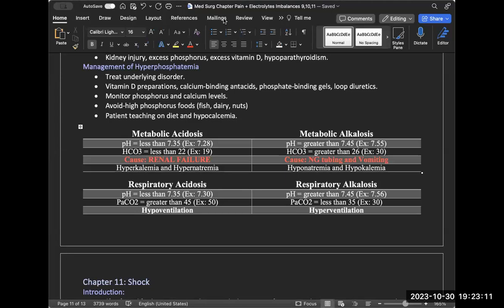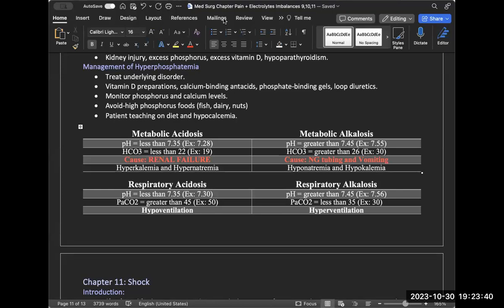Metabolic alkalosis is a pH greater than 7.45 and a bicarbonate greater than 26. And that's caused by NG tubing and vomiting, okay? That's because when you suction all of that gunk out or you vomit, your electrolytes are going to get low, which is going to cause more of an alkaline environment. Whereas in metabolic acidosis, renal failure is going to cause those electrolytes to increase and create the body to have more of an acidotic state, okay?